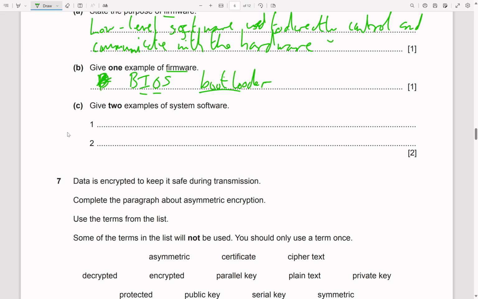Right, so the next one: give two examples of system software. Now, I guess just quickly, another example of firmware could be a driver. So yeah, a device driver. Again, maybe a graphics driver for a screen or graphics card. Maybe a mouse driver, a Wi-Fi driver.